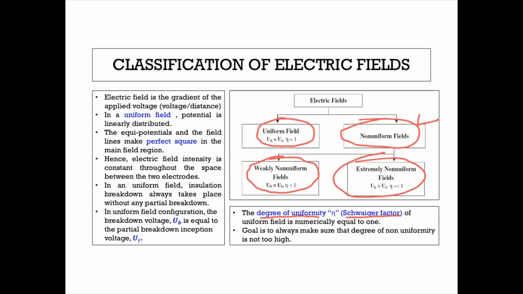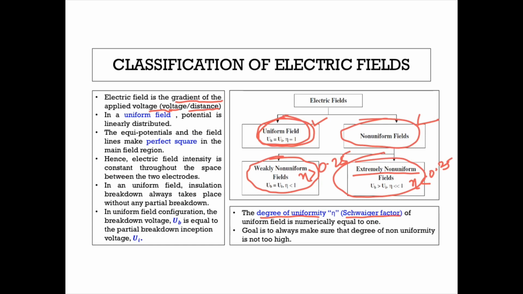The Schwaiger factor is 1 in the case of uniform field, whereas in the case of non-uniform field, this Schwaiger factor, which is indicating the degree of uniformity, is less than 1. For weakly non-uniform field, the Schwaiger factor is greater than 0.25 but less than 1, whereas in the case of extremely non-uniform field, the Schwaiger factor is even less than 0.25.